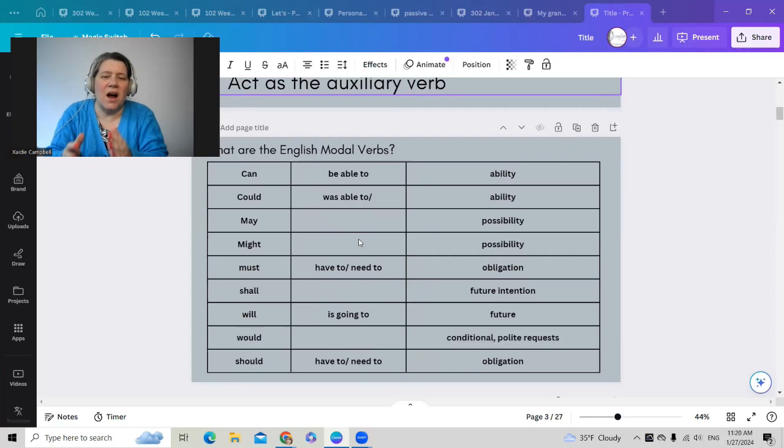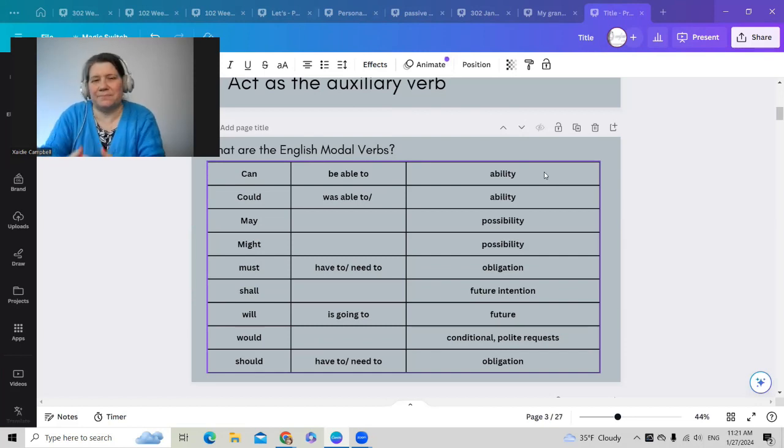All right, so these are the modal verbs in English. There are not that many of them. We have can, could, may, might, must, shall, will, would, and should. Okay? And here are some of the infinitive counterparts.